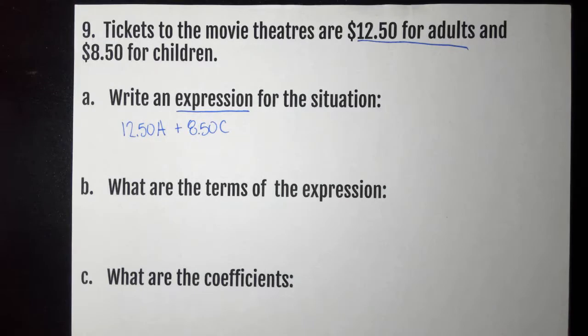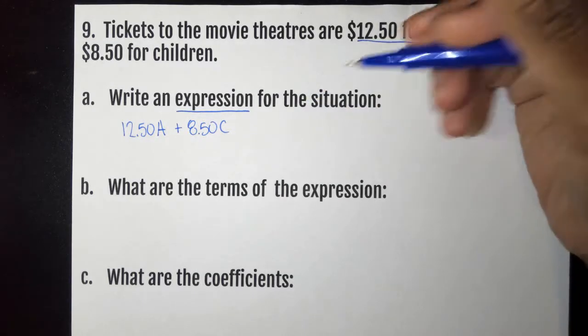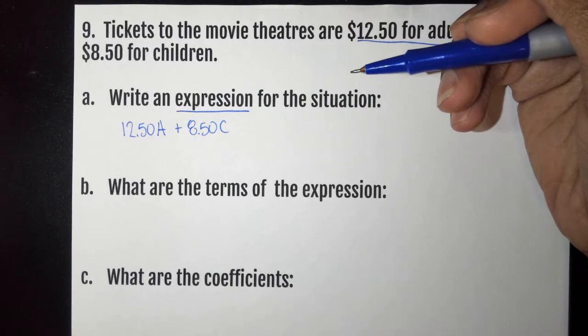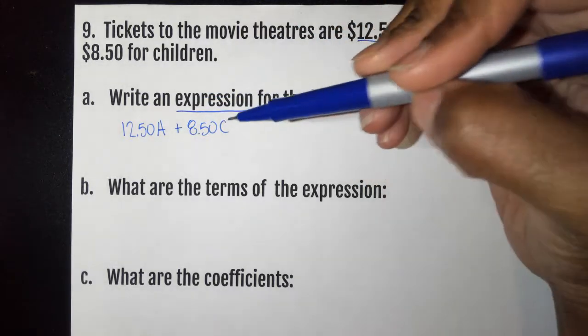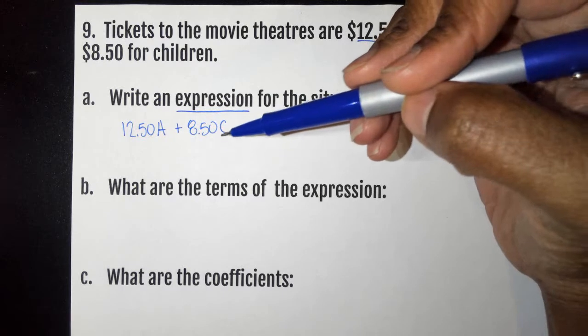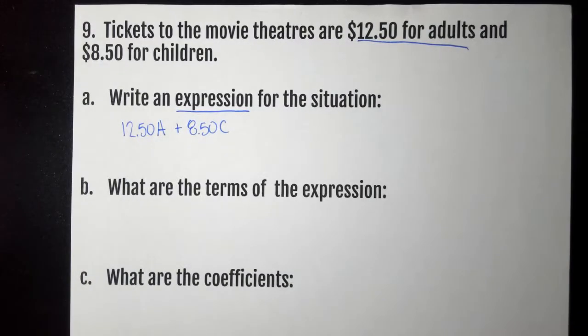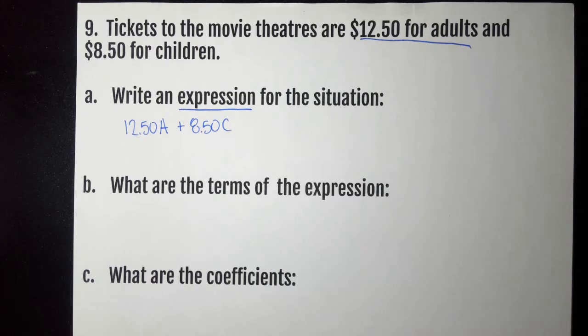Because as soon as we set this equal to something, it becomes an equation. An expression is just a portion of your equation, a part of your equation. We've got our expression here. I should say we have an expression here.